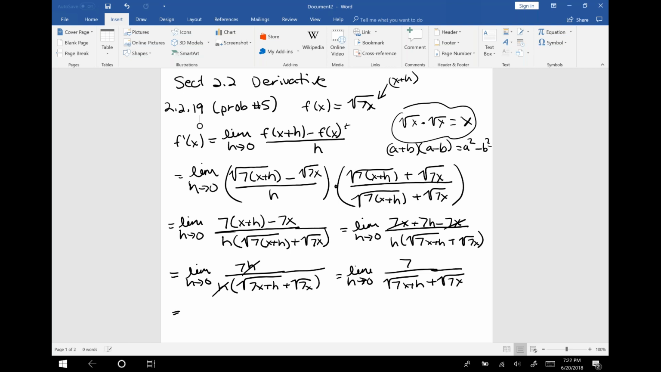So we can plug the 0 in then. Once we plug the 0 in, we don't have to take the limit anymore. We don't have to write limit. So in the denominator, we have the square root of 7x plus 0, h is 0, plus the square root of 7x. And that's going to be 7 divided by 2 times the square root of 7 times x. So that's going to be your answer then. That's the derivative of that function using that formal definition.